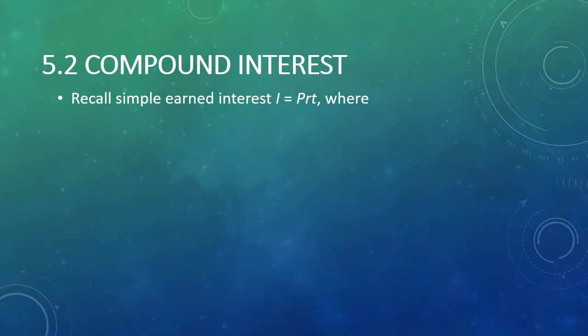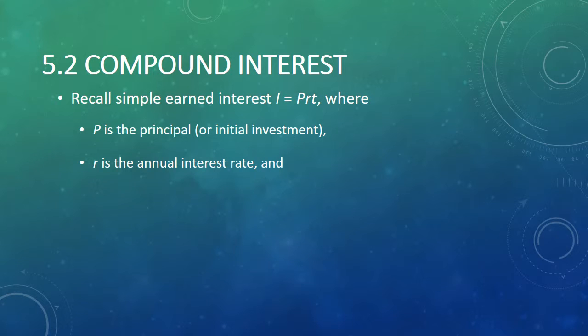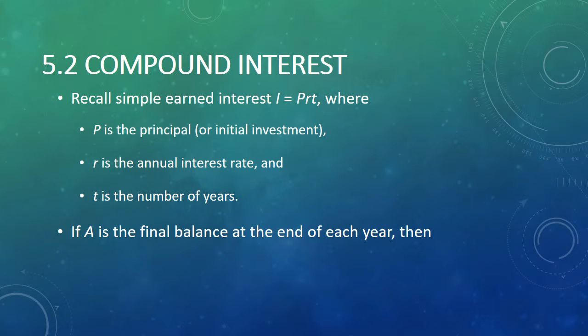And this is an application problem. Remember that simple interest is interest equals principal times rate times time, I = PRT. P is the principal or the initial investment, the amount you're starting with. R is the annual interest rate, and it's given as a percent. T is the number of years. A is the final balance at the end of each year.